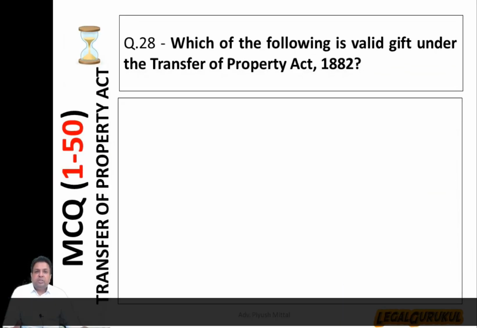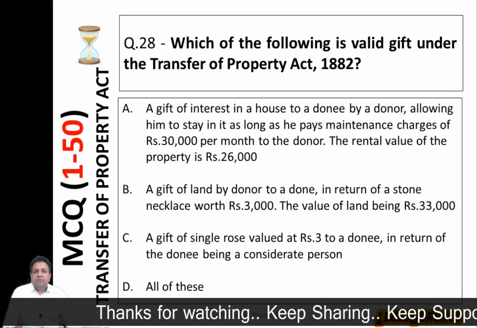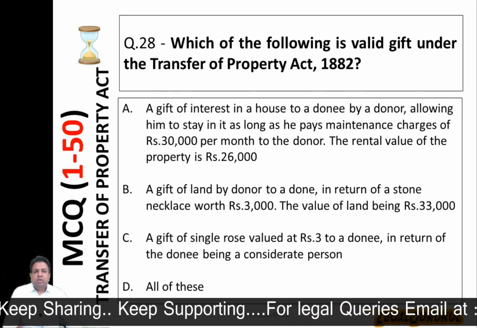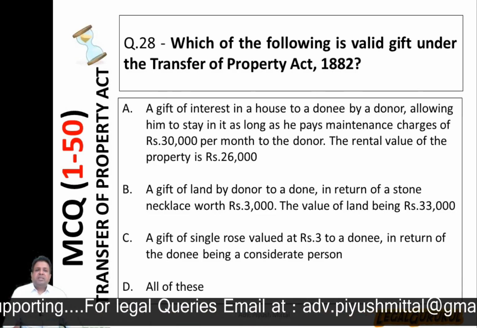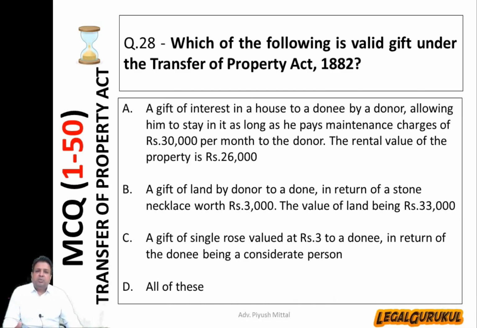Question number 28. Which of the following is a valid gift under the Transfer of Property Act? Option A. A gift of interest in a house to a donee by a donor, allowing him to stay in it as long as he pays maintenance charges of 30,000 per month to the donor. The rental value of the property is rupees 26,000. Option B. A gift of land by a donor to a donee in return for a stone necklace worth rupees 3,000, the value of the land being 33,000. C. A gift of a single rose valued at rupees 3 to the donee in return for the donee being a considerate person. D. All of these. And the correct answer is C.